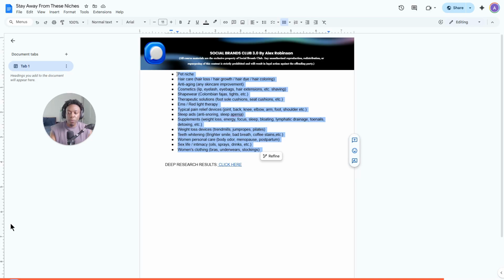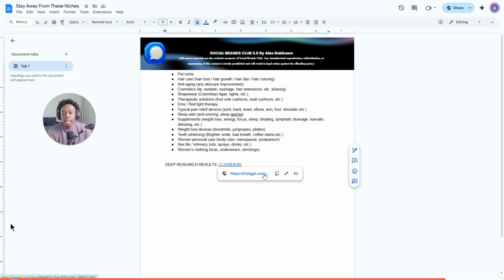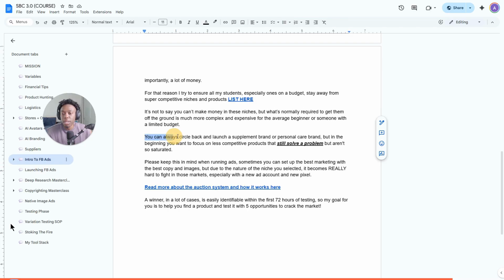If you want to learn more about how the auction works, you can go on this document and click here. And it basically explains how Facebook's auction system actually works and how it determines how expensive it is to market and advertise on their platform. Something to be mindful of.